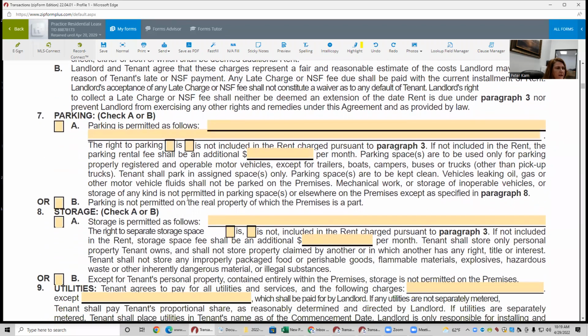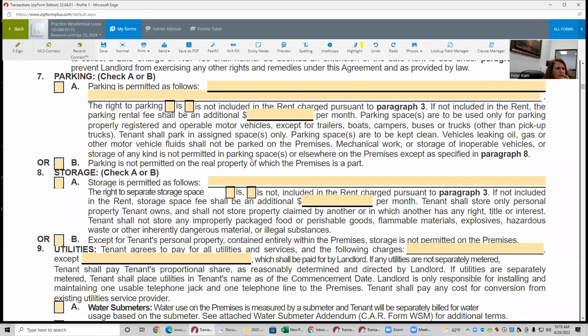Okay, so coming down to parking, this is important because you want to make sure that they understand where their parking is if there's not an attached garage. So you're either going to check A or B. So let's go to B first. Parking is not permitted on the real property. Where could this happen? Maybe some beach areas. There's not an attached garage, the lots are pretty small. Maybe there's not on-site parking. So make sure if that's the case, you're checking B.